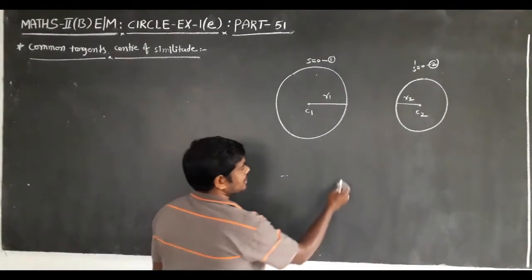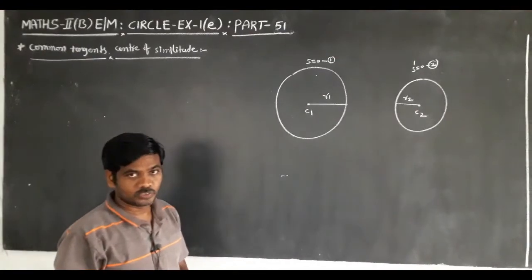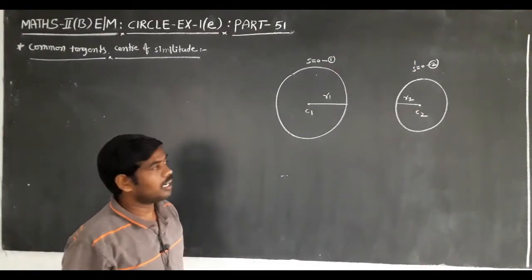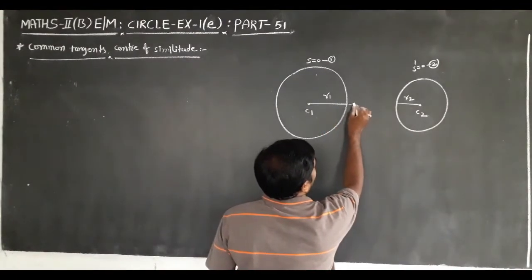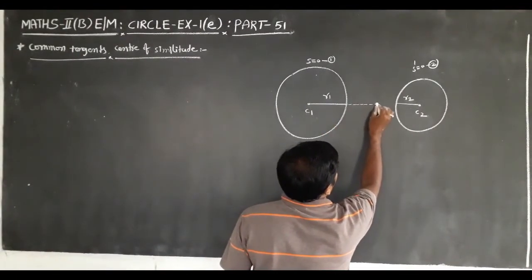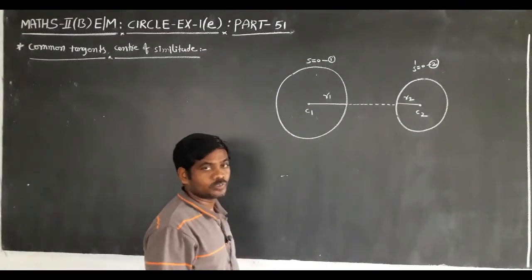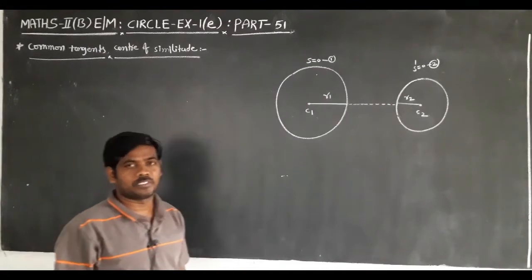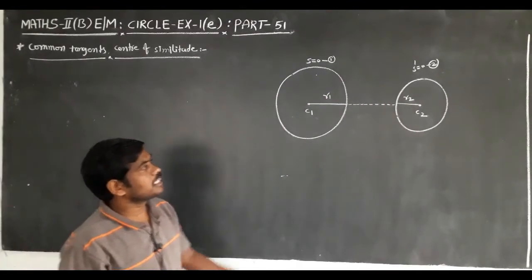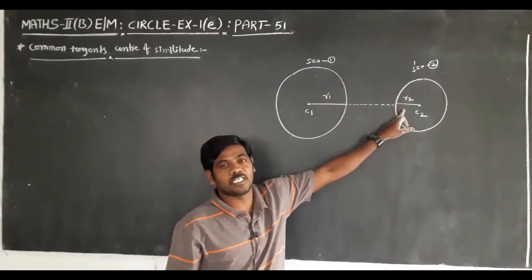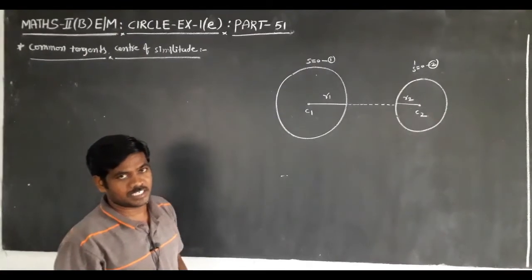In this case, C1C2 is greater than R1 plus R2. This is the line segment C1C2. One pair of common tangents that intersect the line segment C1C2 is called the transverse common tangents.